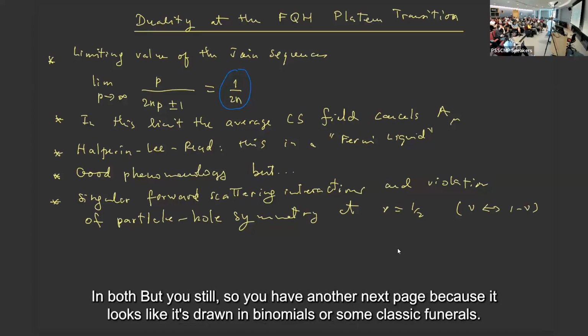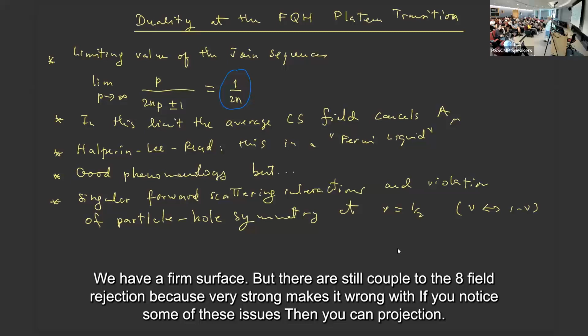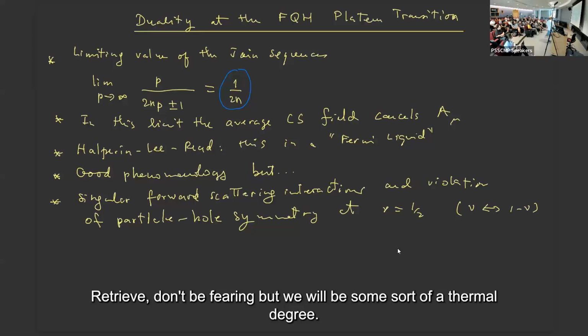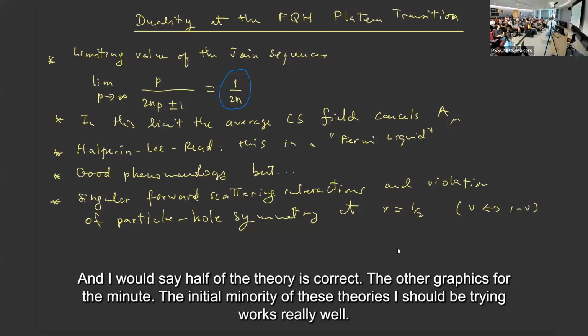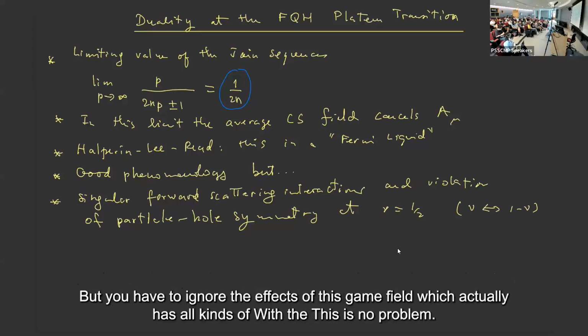In that limit, you have an average gauge field of zero, so it looks like a problem of fermions, composite fermions, filling up a Fermi surface, but they are still coupled to a gauge field, which is very strong and makes the problem non-perturbative. If you ignore some of these issues, then you can conjecture that this theory in that limit is some sort of Fermi liquid. I would say half of the theory is correct, the other half is phenomenological. And the phenomenology of this theory is actually highly predictive. It works really well with all this data. But you have to ignore the effects of this gauge field, which has all kinds of infrared divergences that have not been cured to this day. So it's a known problem.